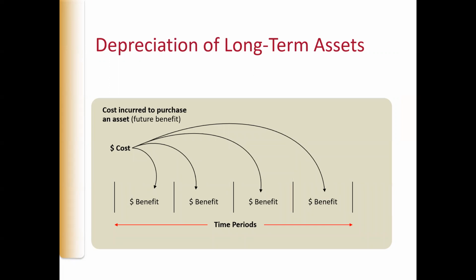So when we purchase an asset, that asset's going to benefit this current period plus future periods. The time periods that this asset will be utilized, we're going to allocate a piece of this asset throughout those periods. This is what we call depreciation, the allocation of the cost of this asset over its useful life.